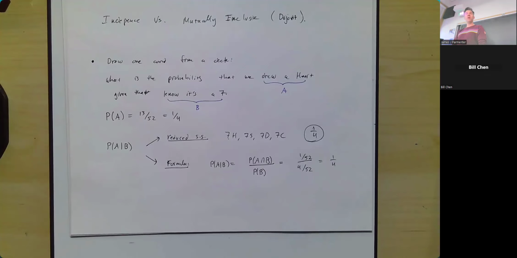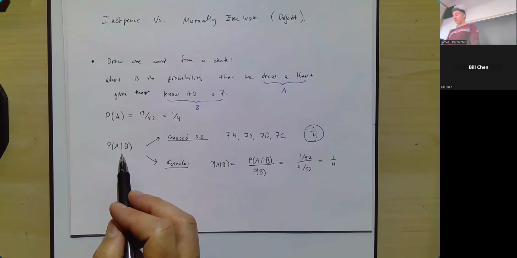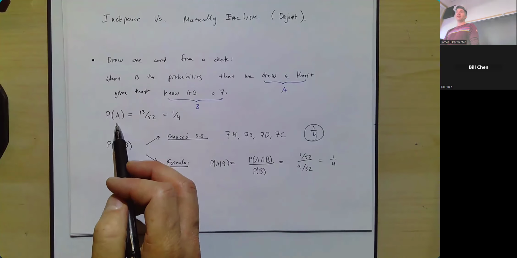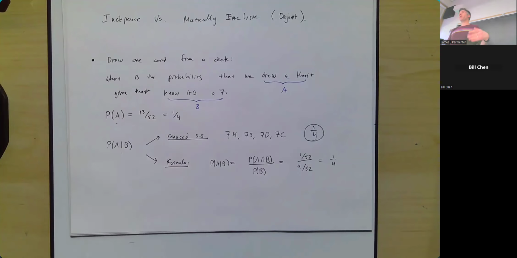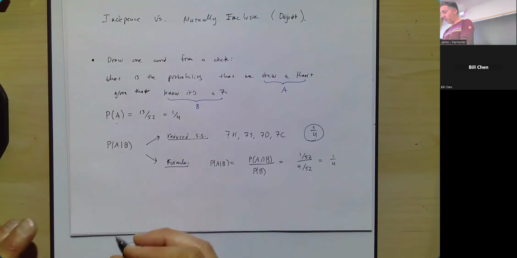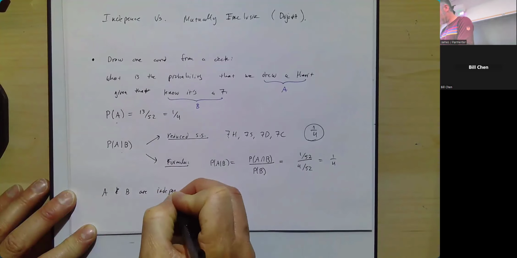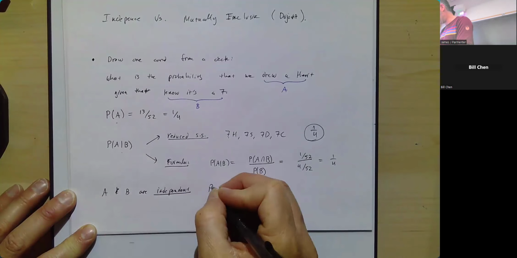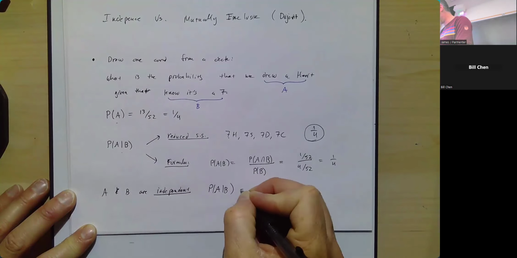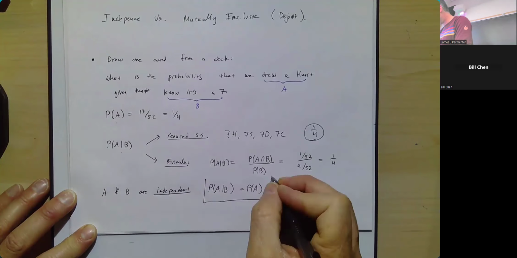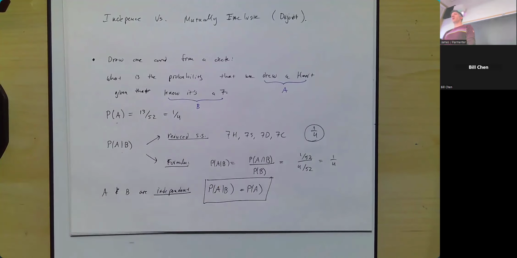And furthermore, the conditional probability is equal to the non-conditional probability, meaning that these two events are independent. Knowing that the card was a 7 didn't change the probability of whether or not we drew a heart. So A and B are independent because the probability of A given B is equal to the probability of A. There's probably two other equivalent ways of phrasing independence formulaically, but this is the way I usually think about it. Probability of A given some other thing is the same as the probability of just A on its own.